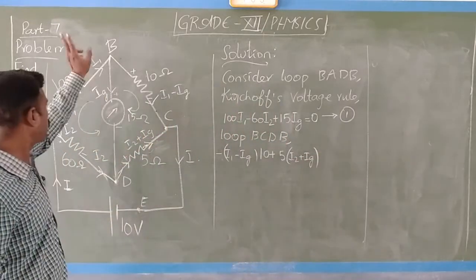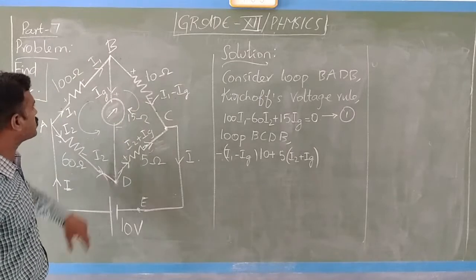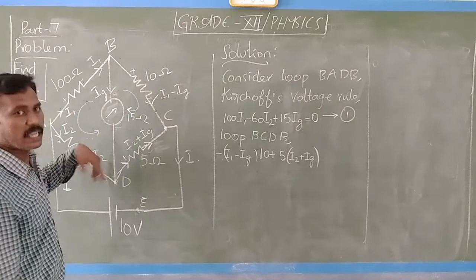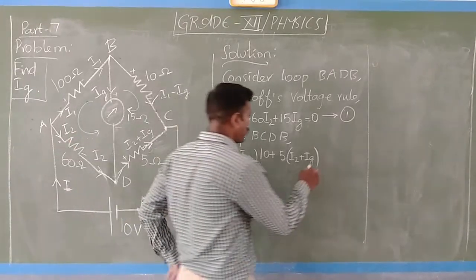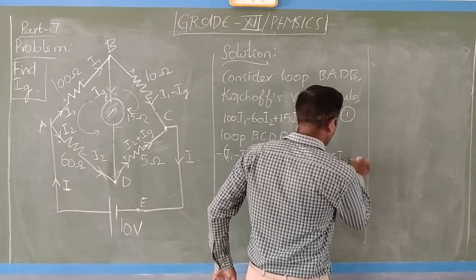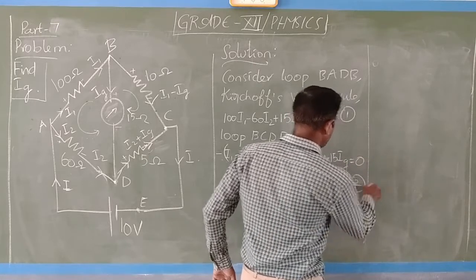Okay. Here also negative to positive is the same direction. Negative to positive, that is increase, plus 15 Ig, which is equal to 0. And this is the second equation.